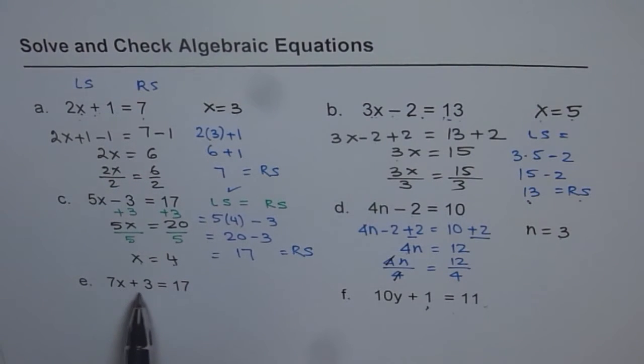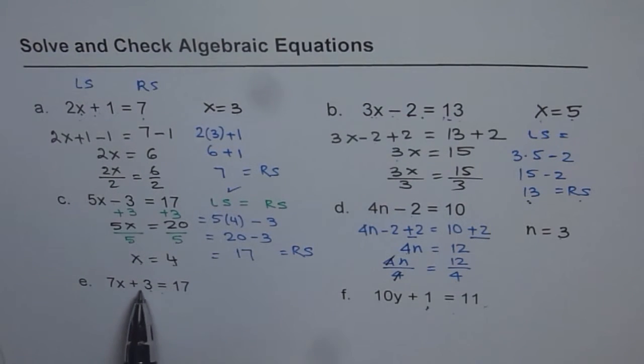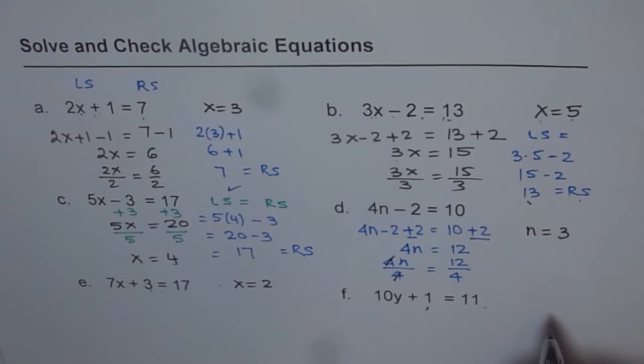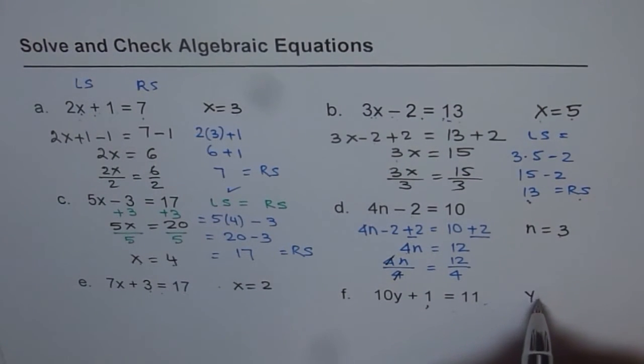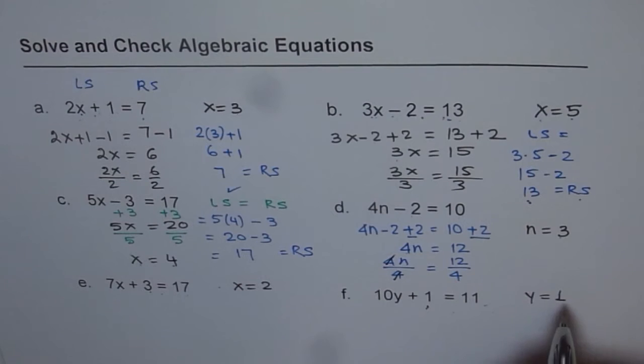In this case, take away 3. So you get 7x plus 3 minus 3 equals 17 minus 3. Now plus 3 minus 3 is 0. So you're left with 7x equals 17 minus 3, which is 14. Now when you divide by 7 on both sides, you get 2 as your x. So your solution should be x equals 2 in this case, and y equals 1, see the variable is y here, okay, y equals 1 in this case.